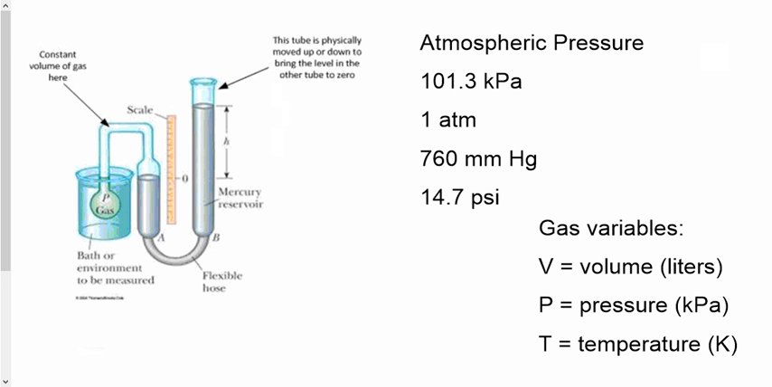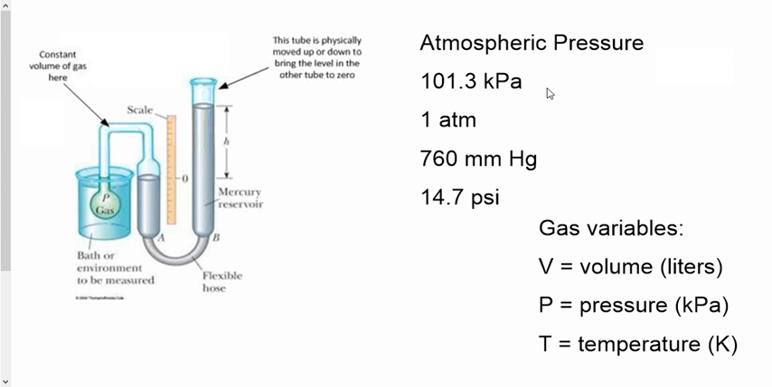Well, first of all, let's take a look at what atmospheric pressure actually is. There are 4 different ways that we measure atmospheric pressure. The most common in chemistry is in kilopascals. In a previous lesson, we learned that a pascal was a Newton per meter squared. Well, the atmosphere is 101,300 pascals. So it's a lot, and we're pretty used to having that pressure on us.